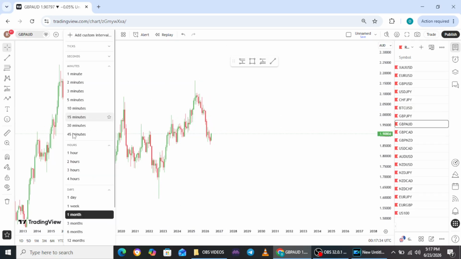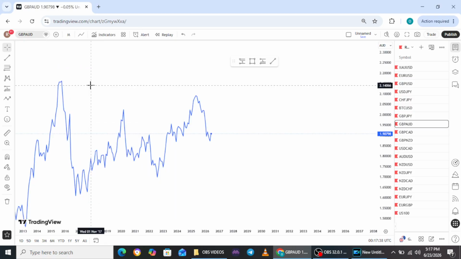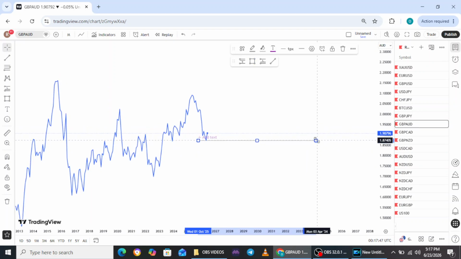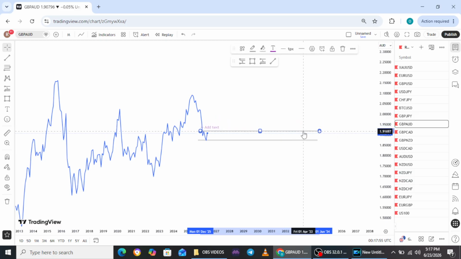Now let's get the structure from the monthly time frame. I'll be very fast. You use your line chart to do this. You can check other videos of mine to know how this is done. So let's get a structure.